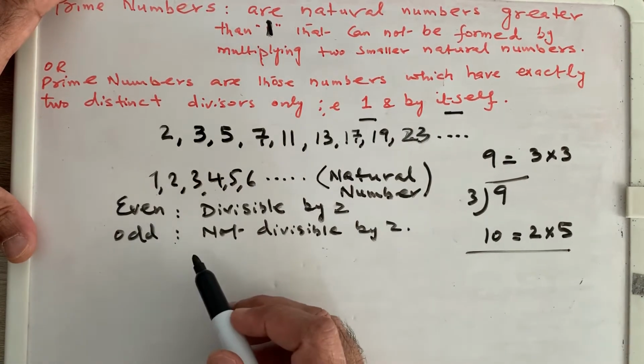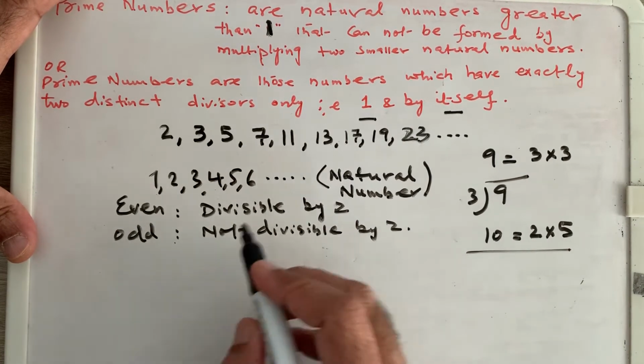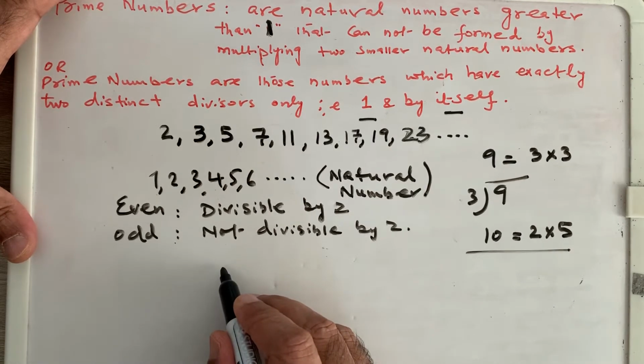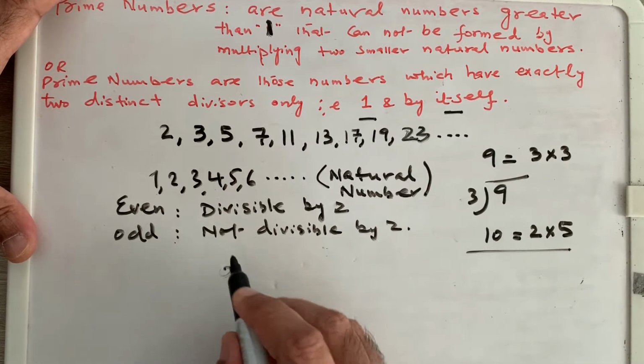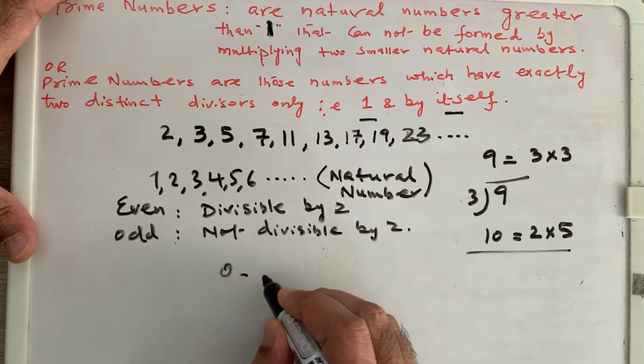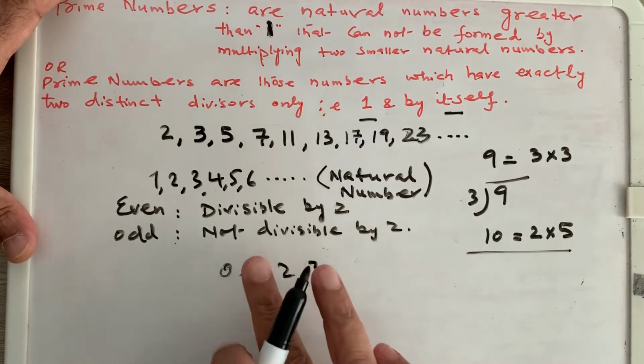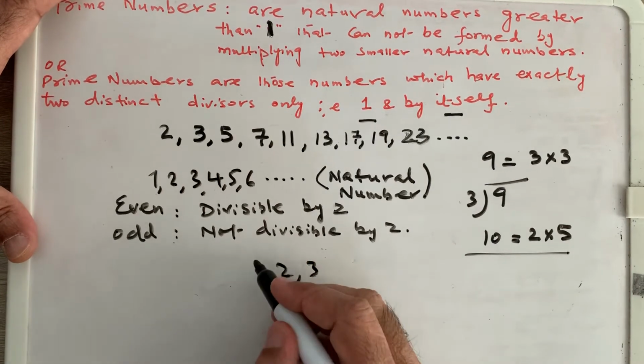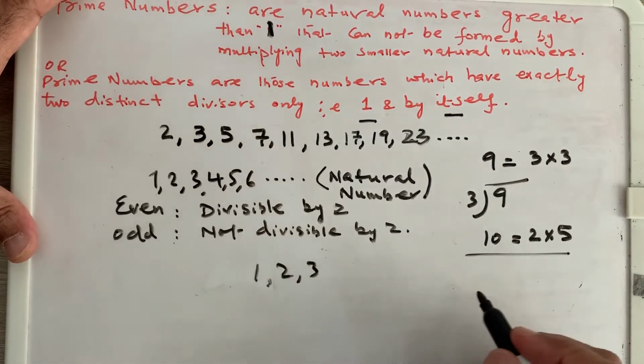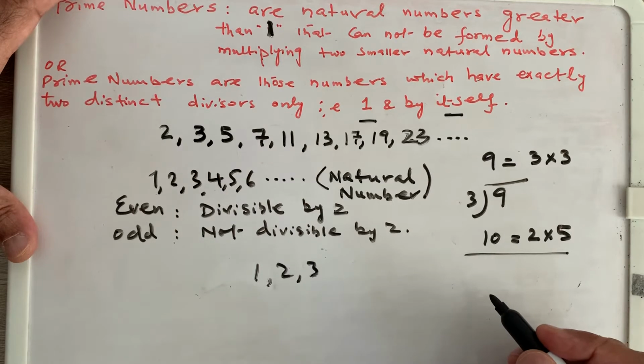So what are integers? Integers are those numbers which also have a negative counterpart of the number. So if we have 1, 2, 3, we also have negative 1, 2, 3, right? So these are all natural numbers.